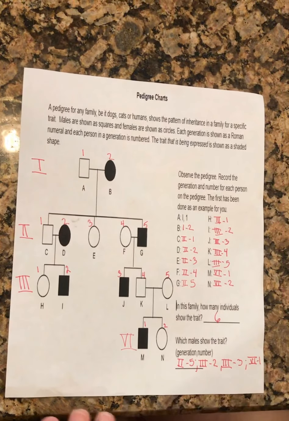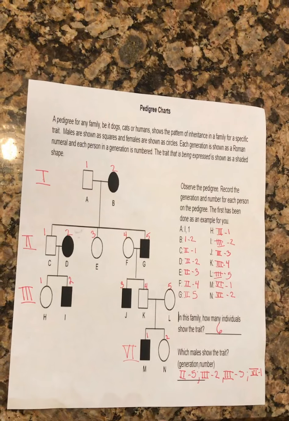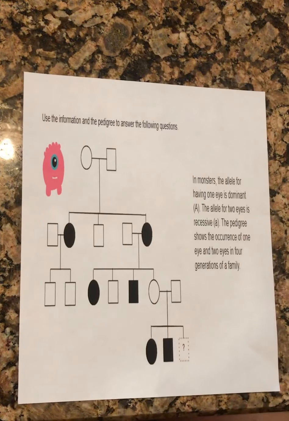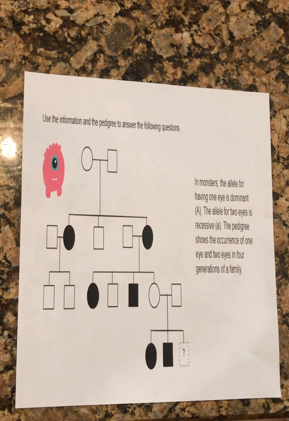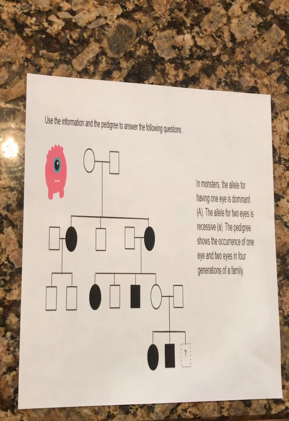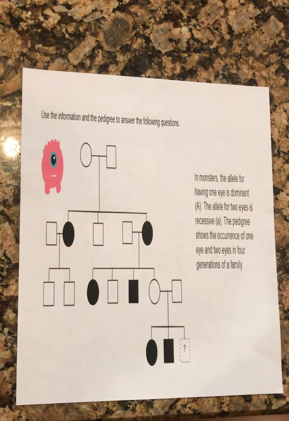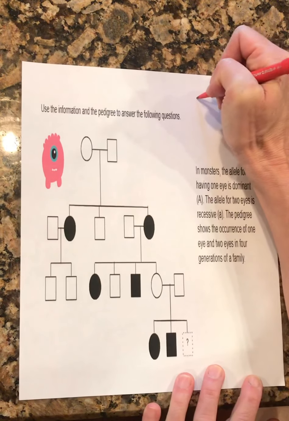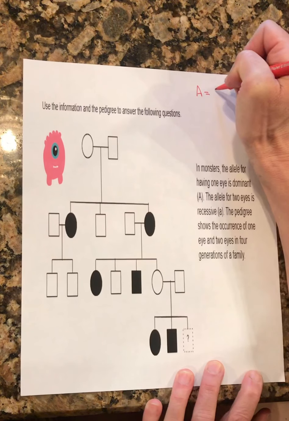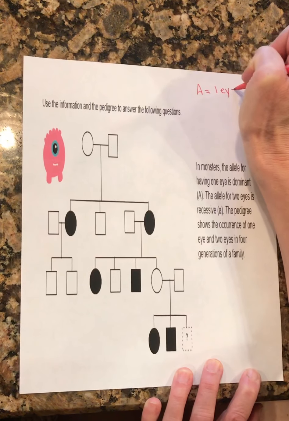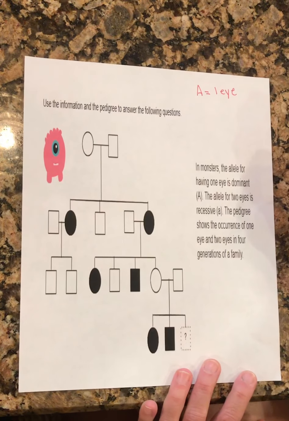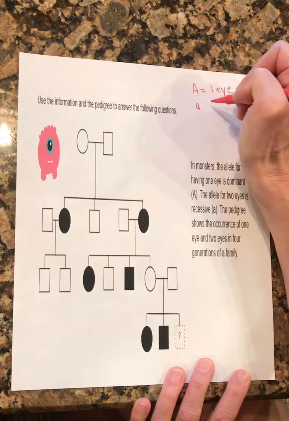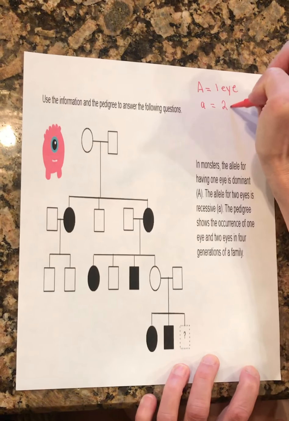All right, now we're going to work on the second page of the example. This one says, use the information and the pedigree to answer the following questions. In monsters, the allele for having one eye is dominant, A. So I'm going to just do a little note here. A equals one eye. And the allele for 2 eyes is recessive, so little a equals 2 eyes.